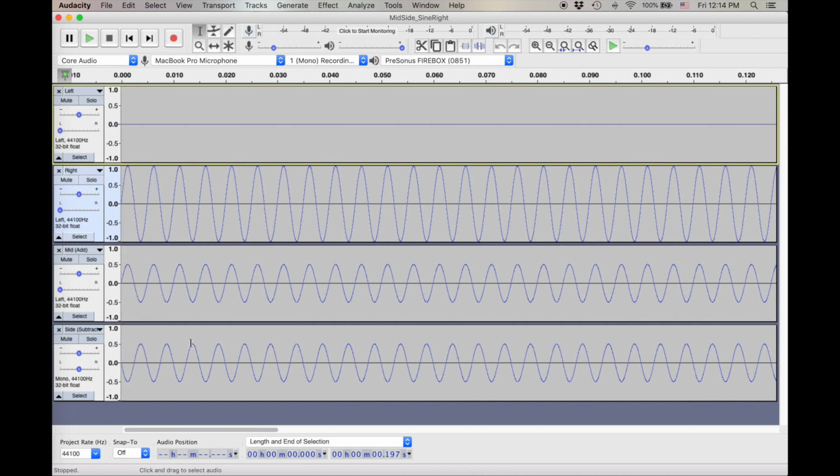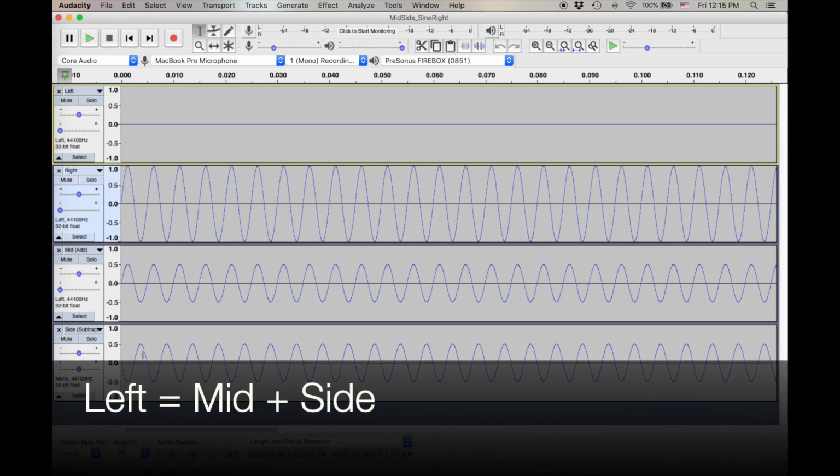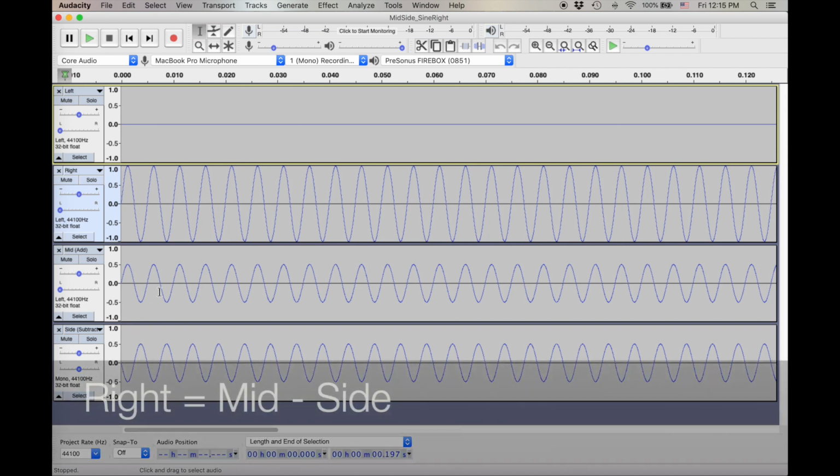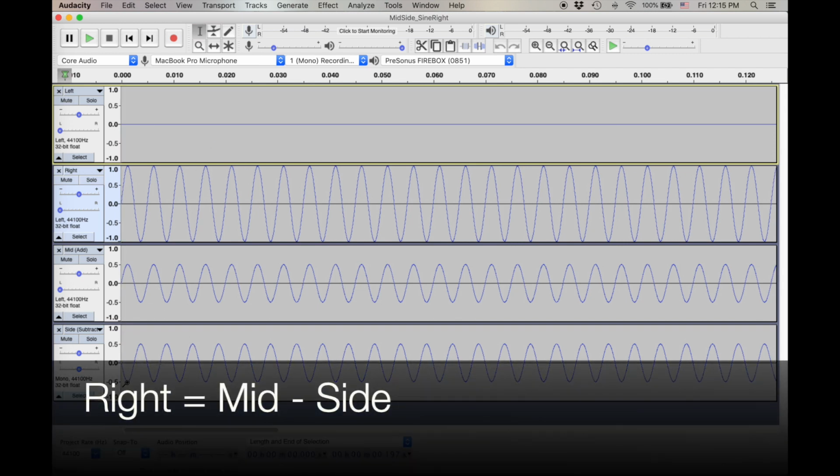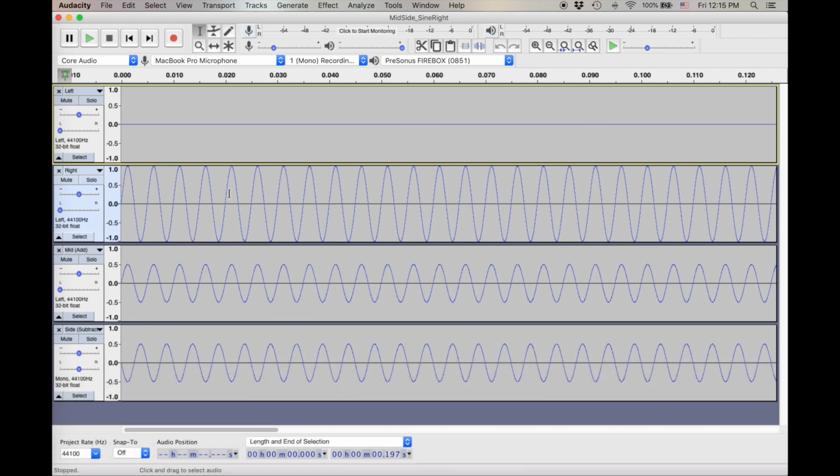Let's put it back together into left and right. This plus this, silence. This minus this, so you're subtracting the opposite of it, you're going to get something twice as loud. Okay, that's pretty neat. But in reality, when we're working with mid-side, we're not working with just simple sine waves and hard panning. So let's look at something a little bit more sophisticated.